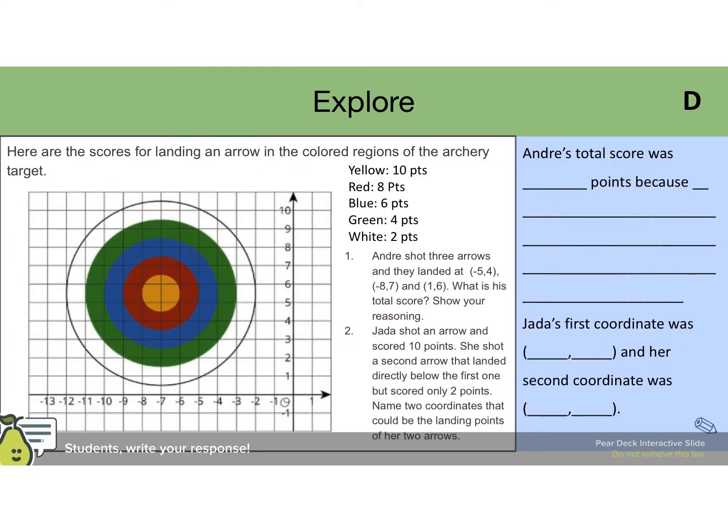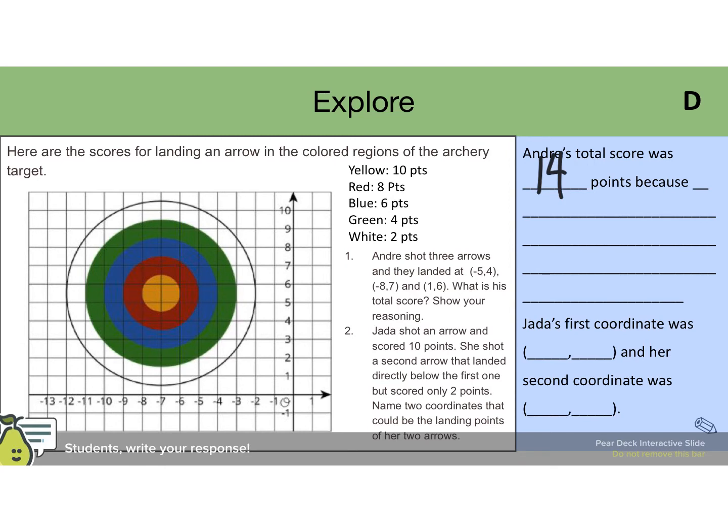Now in this portion of the Explore, students are given 2 word problems. One is that Andre shot 3 arrows and they've landed at negative 5 comma 4, negative 8 comma 7, and 1 comma 6. What is his total score? So to help students with disabilities, you can mark those points, and I'm going to go ahead and do that now. Students should be able to notice that Andre's total score is 14 points because negative 5 comma 4 is 6 points, negative 8 comma 7 is 8 points, and 1 comma 6 is 0 points.